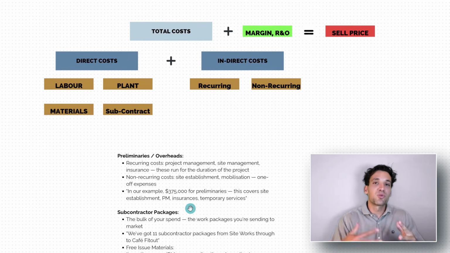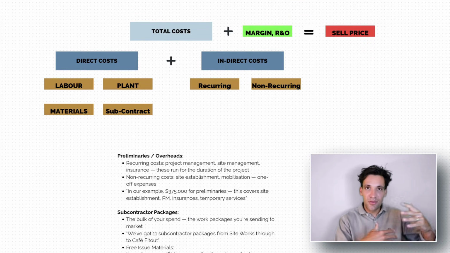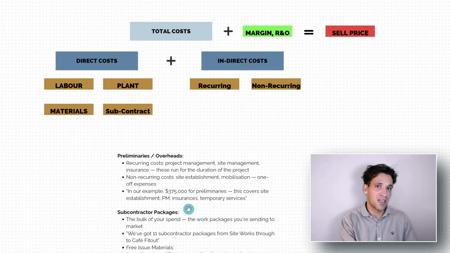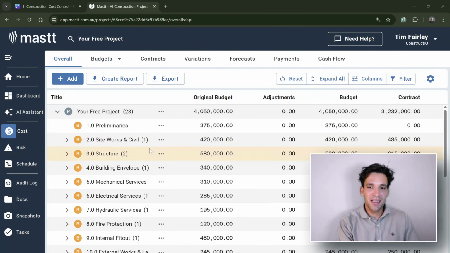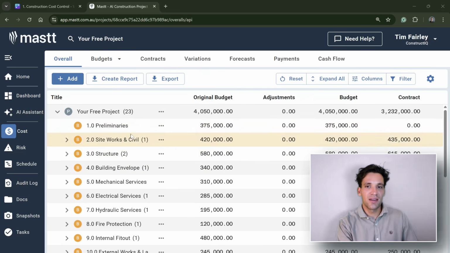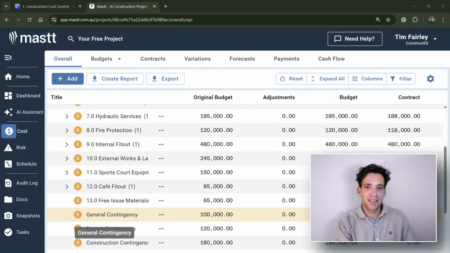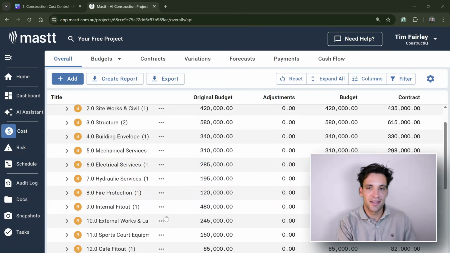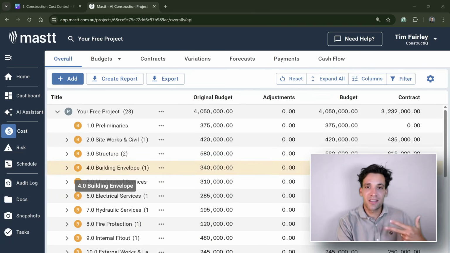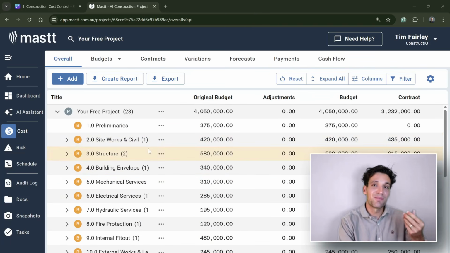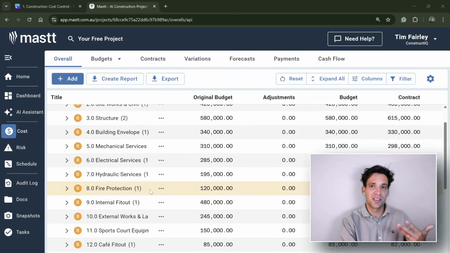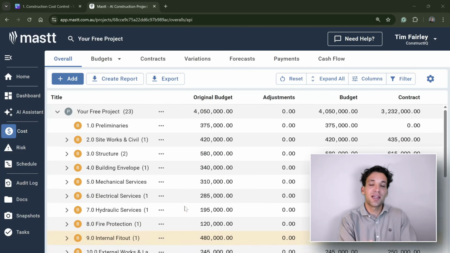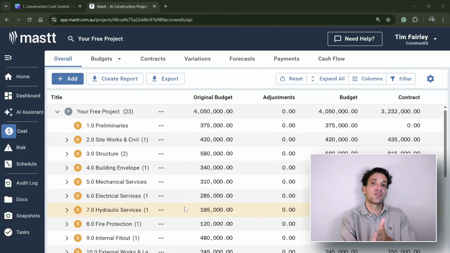I would typically break your budget down to cover these costs separately because it's going to help with cash flow forecasting. In my example, I have 11 subcontract packages, including 2 overhead packages. So I have a preliminaries package and I have a free issue package. So our subcontract packages for building works would be something like site works and civil, structures, building envelope, mechanical services, electrical services, all the different trades to do the project. I have a budget per each one.